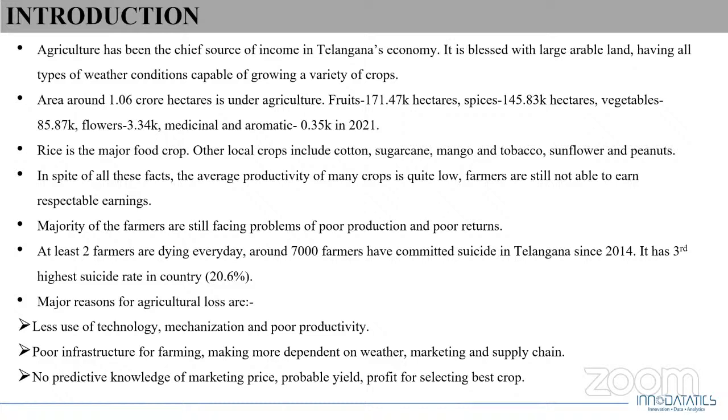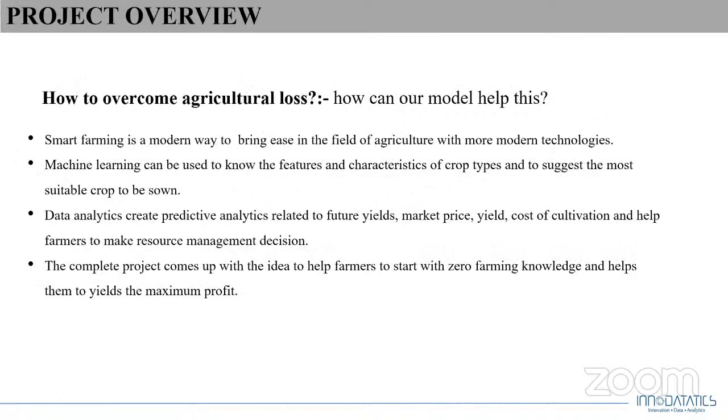And the next point will be no predictive knowledge of marketing price, probable yield, and profit for selecting the best crop. In many cases, farmers might not be aware of the exact market price for the crop, or how much yield they have got for the particular acres of land, or in choosing the best crop as per the climate and the soil conditions. So how do farmers come out of this loss, and how do farmers get to know to choose the crop depending upon the soil conditions or the climate conditions?